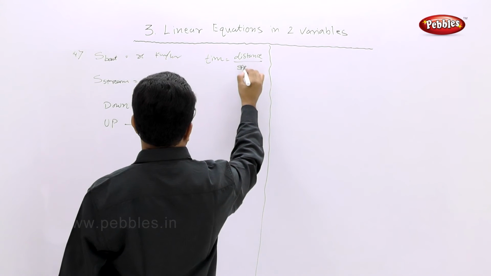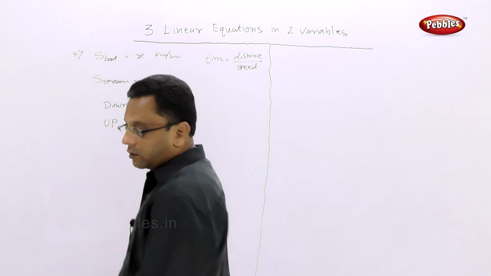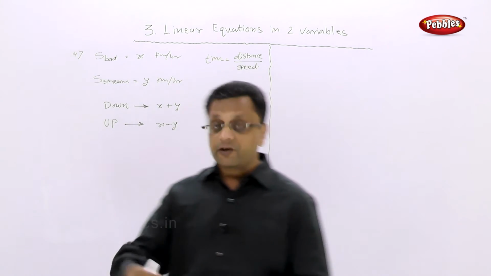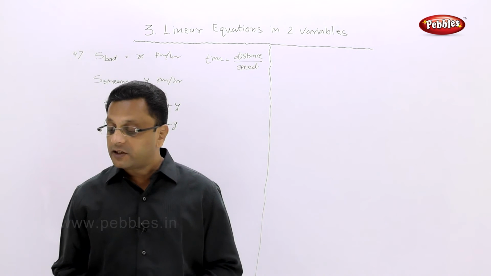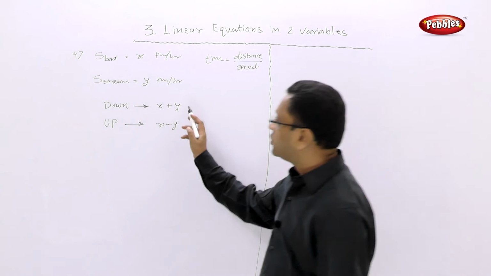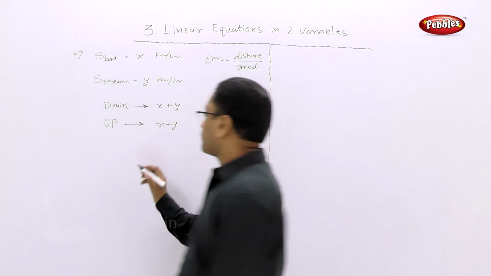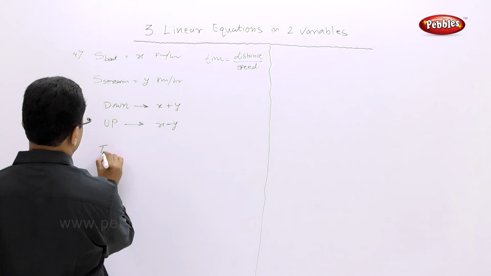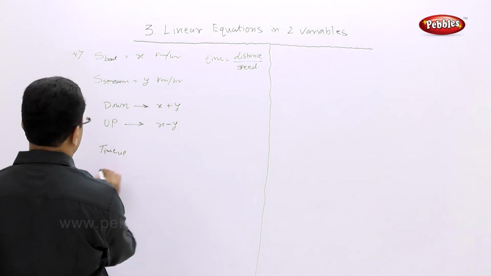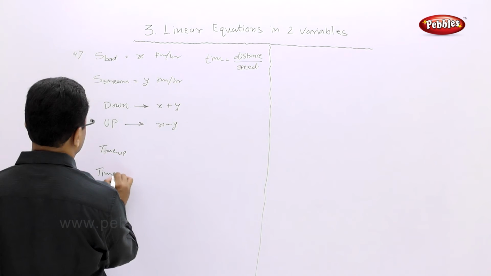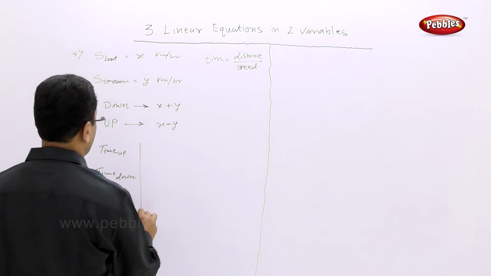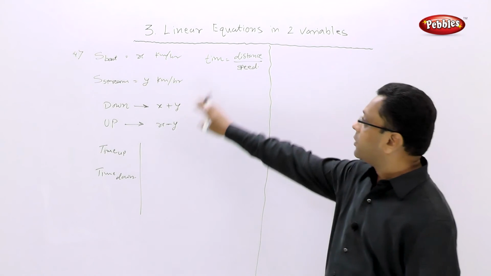Time is the distance upon speed. So therefore, let us read the problem again. A boat takes 6 hours to travel 16 kilometers upstream. So for the 16 kilometers upstream, what will be the time? Time upstream and time downstream. Okay? Have you understood till this?